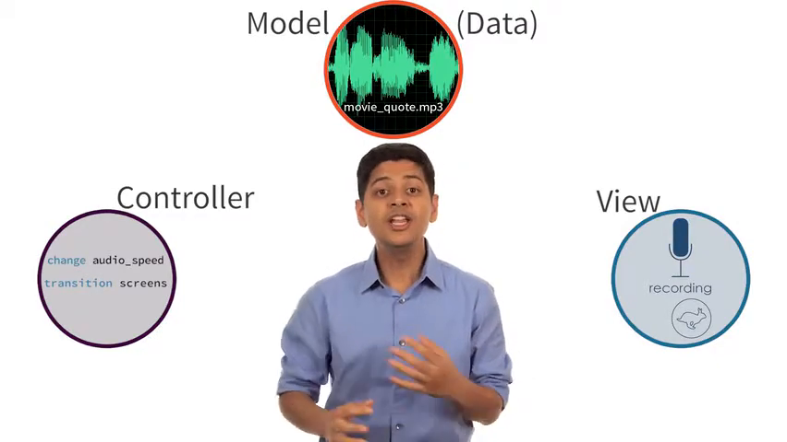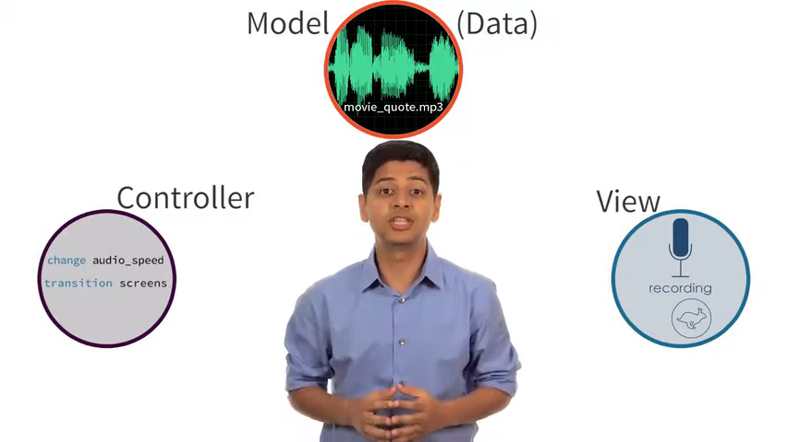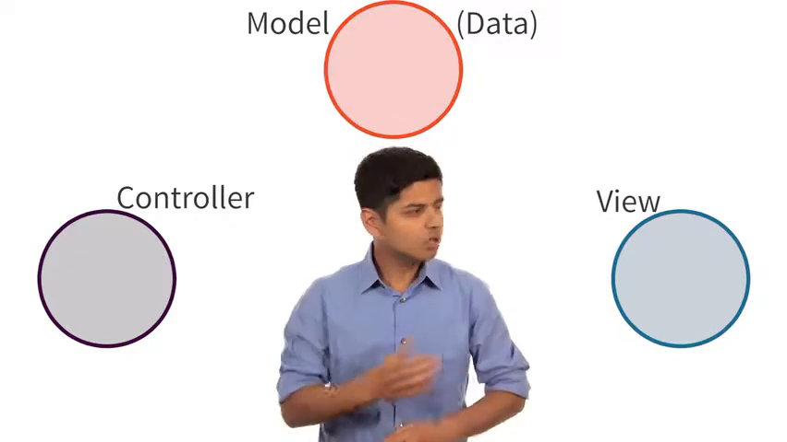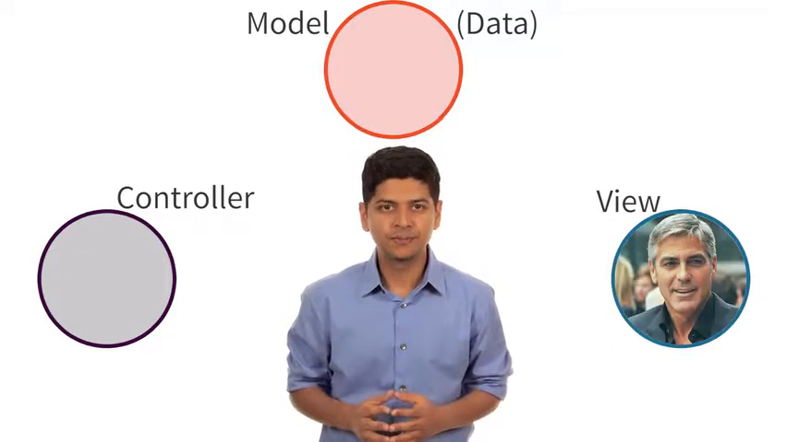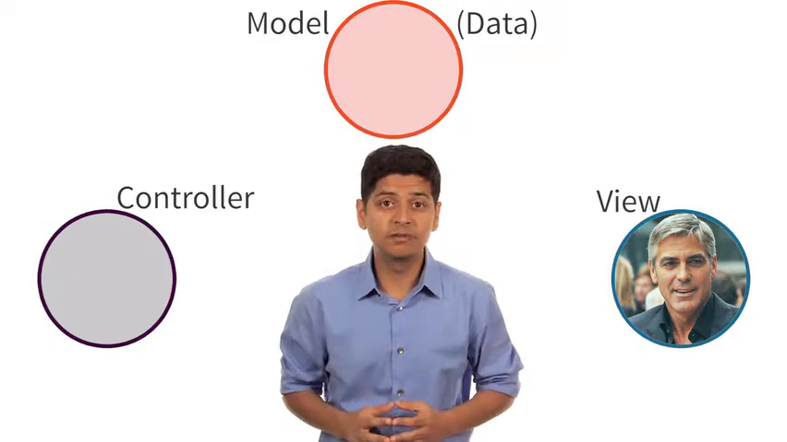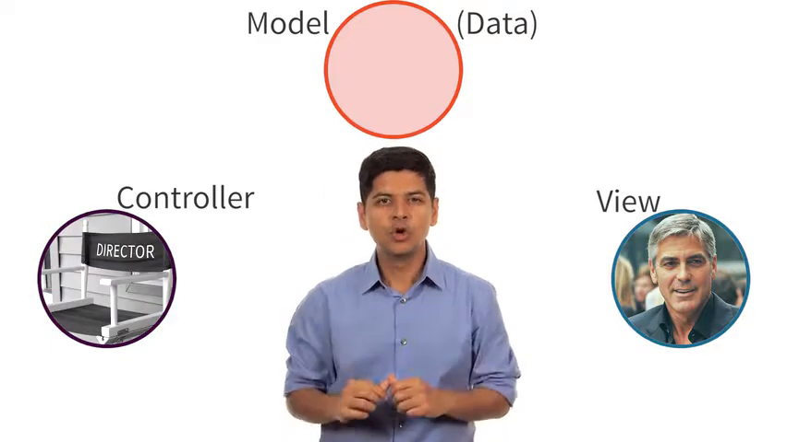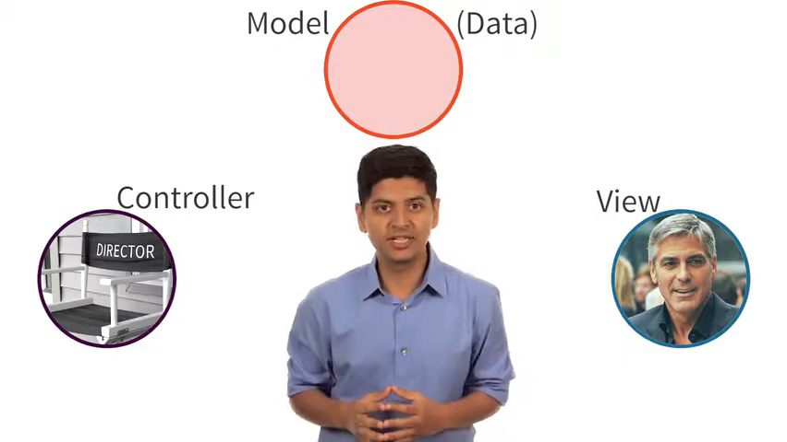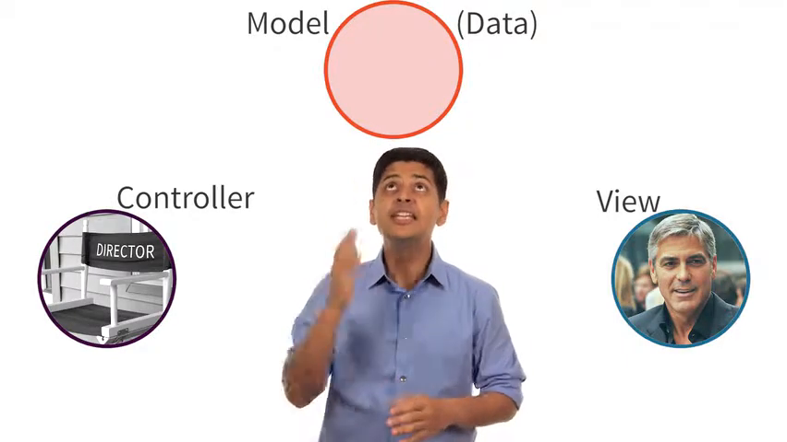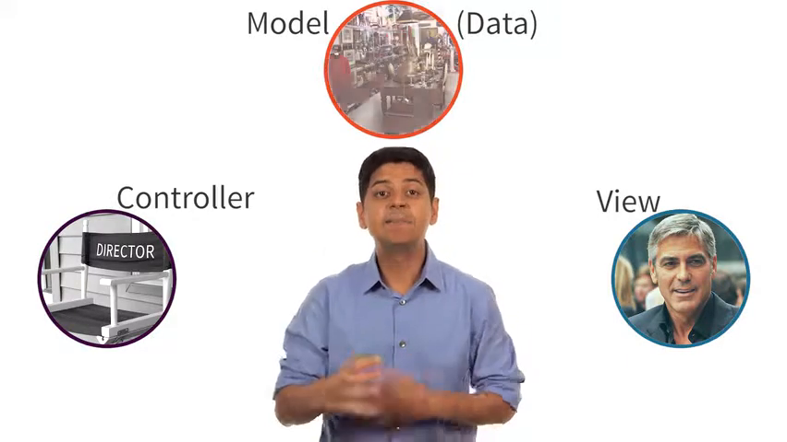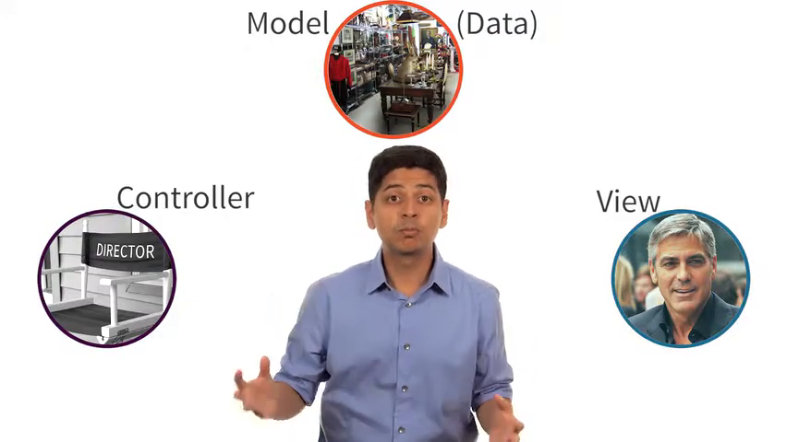Now, a good analogy here would be from the world of theater. You can think of a view as actors. Actors are the most visible part of a play. A controller is like a director who manages or controls things on a set. And finally, you can think of the model as the backstage area where they store props that are needed for the play.